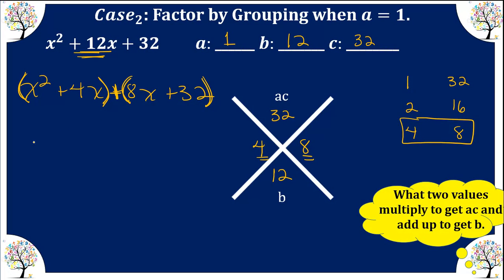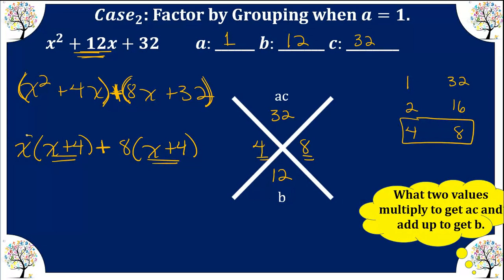Step 3, factor the GCF of each of our groupings. Here we can factor out an x. We're left with x plus 4. We have plus in the middle. Here we're going to factor out an 8. Notice, just like in the last example, these two factors are going to be the same. If they're not, we've made a mistake.